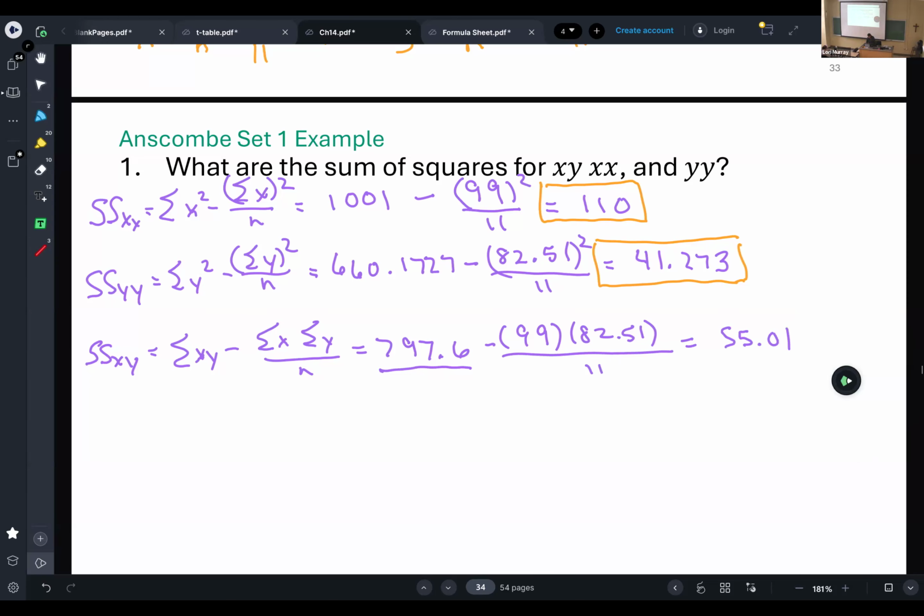All right. Good. We're good. We can then go on to the next question. So those are the three sums of squares. This is the kind of thing you'll be doing in the lab on Wednesday.